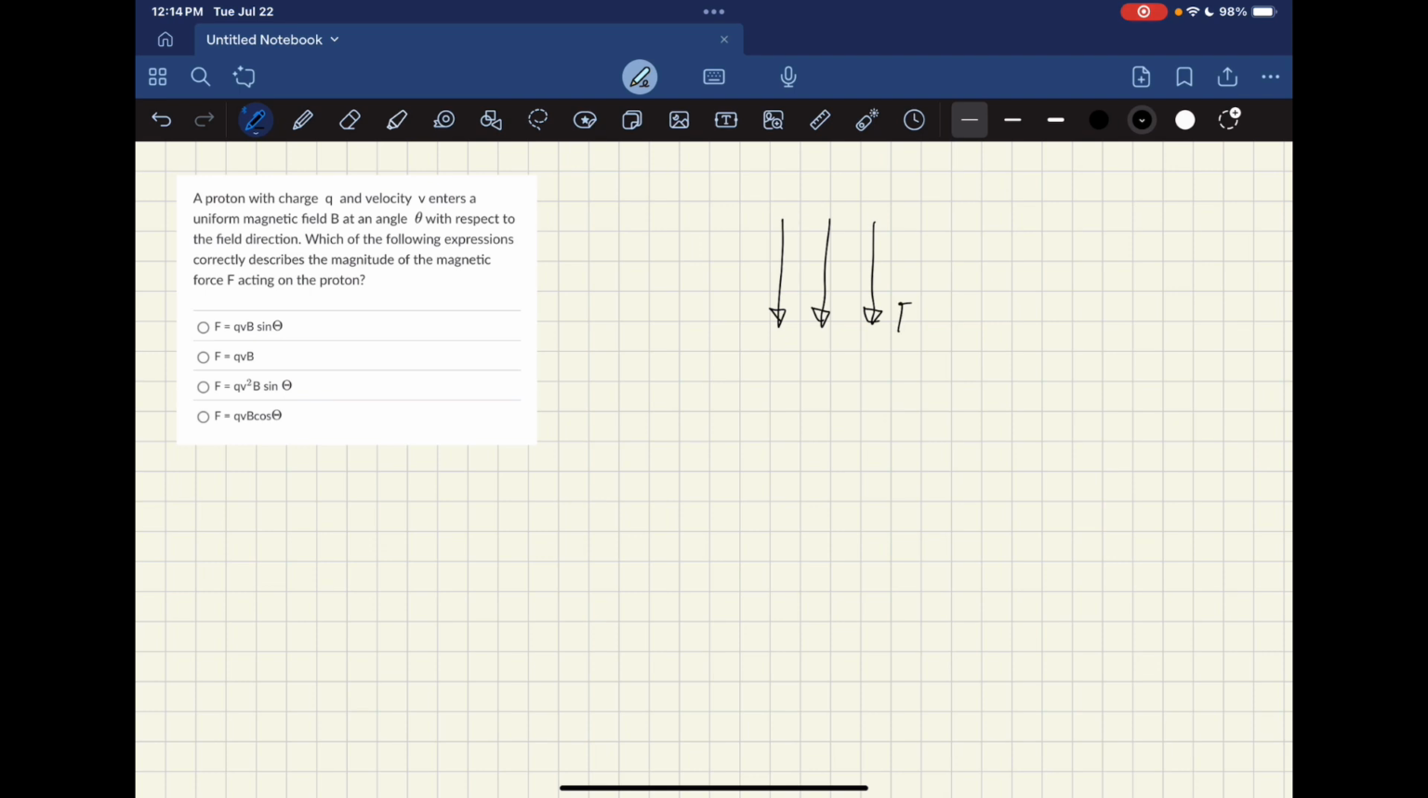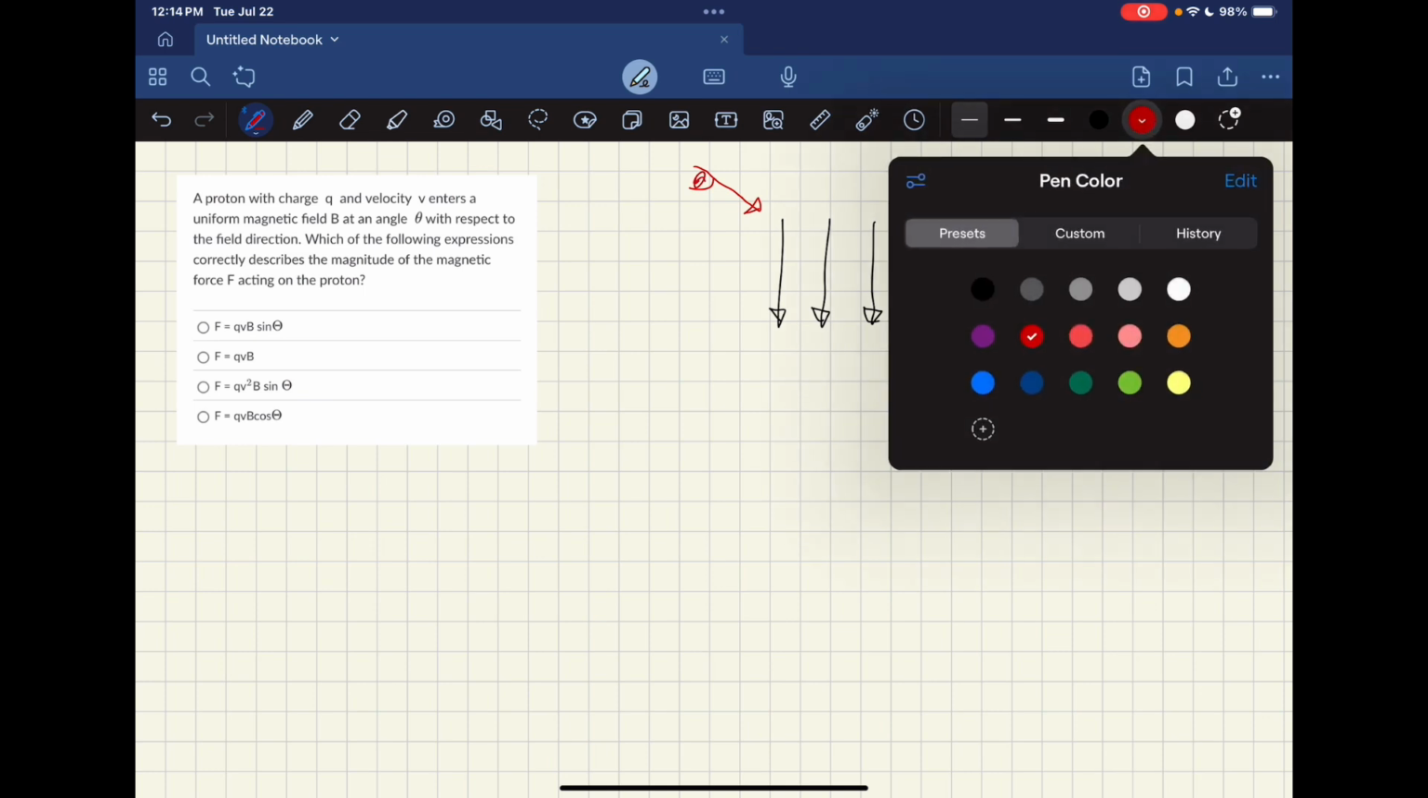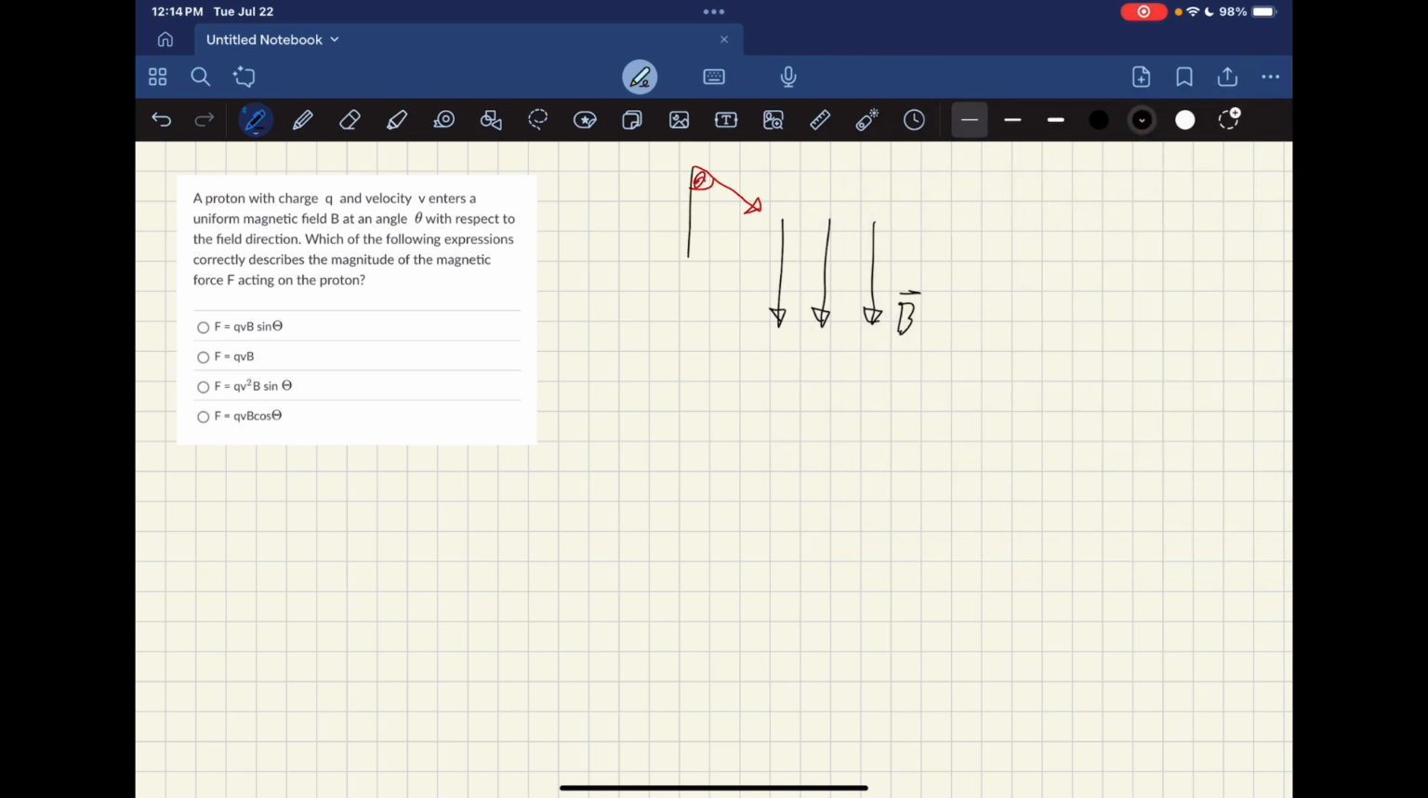So here's our magnetic field vector B. And then let's say, I want to use red, we have a proton entering from the top right here. It has an angle theta here with that uniform magnetic field. You can see if we were to continue the magnetic field, there's the vector there. So that theta is what governs the force.